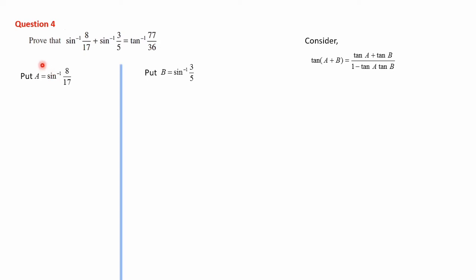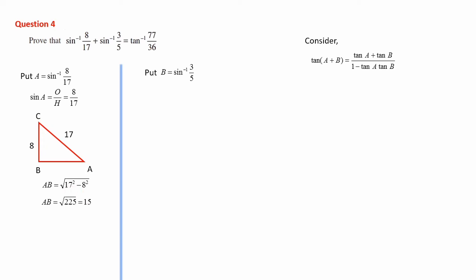From here, if you take sine inverse to the left side, it comes as sine A is equal to, the normal formula, O by H, opposite side by hypotenuse, that is equal to 8 by 17. As before, let's take a right triangle ABC and our angle is A. With respect to A, opposite is BC and hypotenuse is AC. So opposite is 8, let's mark it, and the hypotenuse is 17. So AC is 17. Then we have to calculate AB. AB is equal to root of hypotenuse square minus altitude square, that is 17 square minus 8 square. When we calculate this, we get root of 225. Root 225 value is 15. That is, AB we have got as 15.